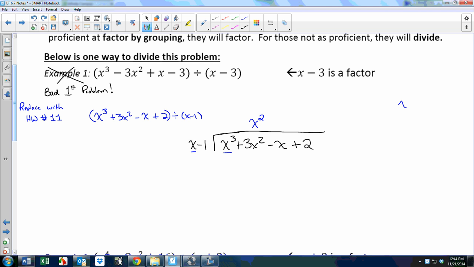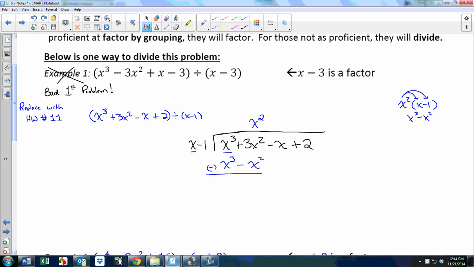I'll do that scratch work over here to the side. X squared times x minus 1 is x cubed minus x squared. You distribute the x squared. Put that underneath like you did in those 2 little warm-up problems, and then draw your subtraction bar. Be careful. Make sure you subtract them both.